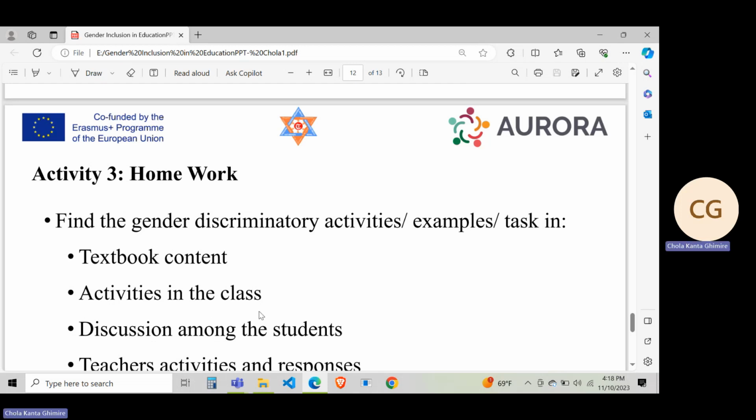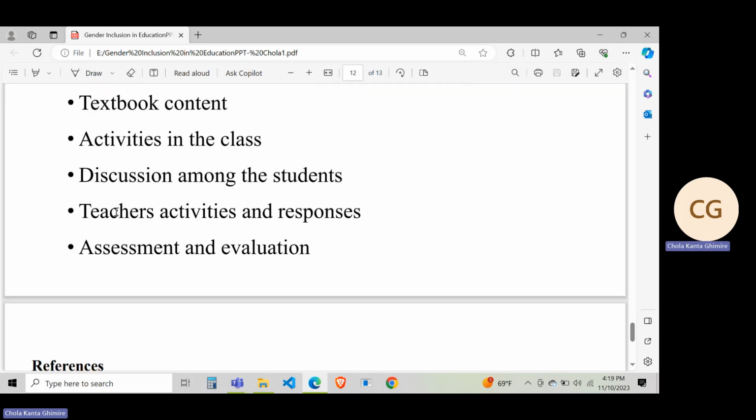Similarly, list the gender discriminatory activities in the classroom. Similarly, gender discriminatory activities among students during interaction. Similarly, activities related to teachers and staff, focusing on responses during the classroom and outside the classroom. Similarly, gender discriminatory activity in assessment and evaluation. List all the activities and present them in the classroom.